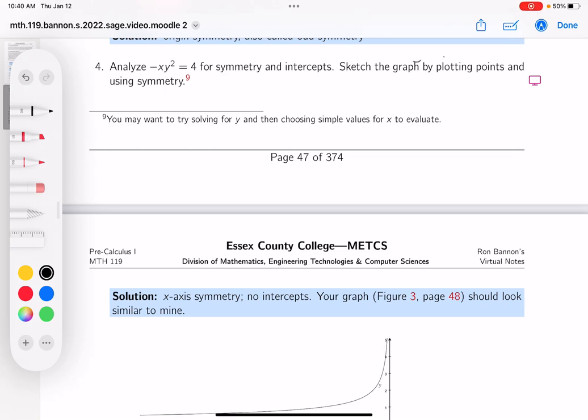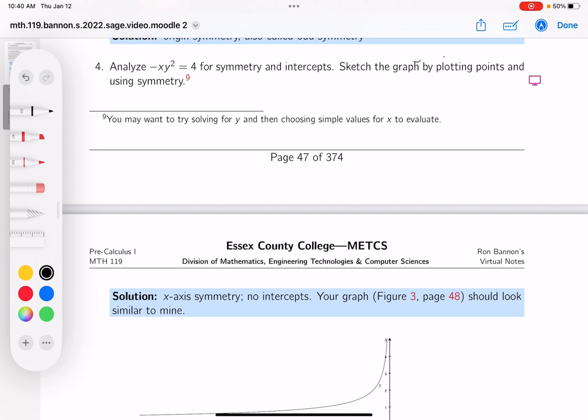Okay, so it's to analyze this for symmetry, and we'll do that. But it also goes on to say they want a graph of it. Symmetry often helps us graph something. And it's important to know about symmetry, so when you're graphing something, you can use the symmetric behavior of the graph to make it quicker, or easier to do.